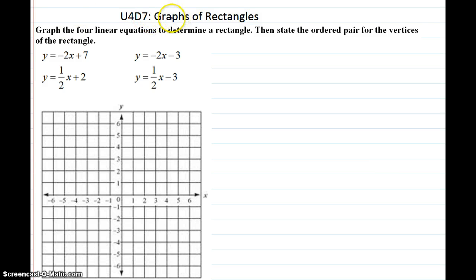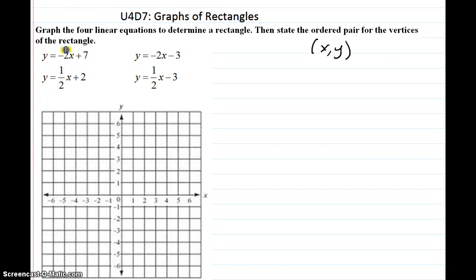Alright, so today we're going to graph the four linear equations to determine a rectangle, then state the ordered pair. So we're going to have an ordered pair for the vertices of the rectangle. As we look at these four equations, a couple things to notice.